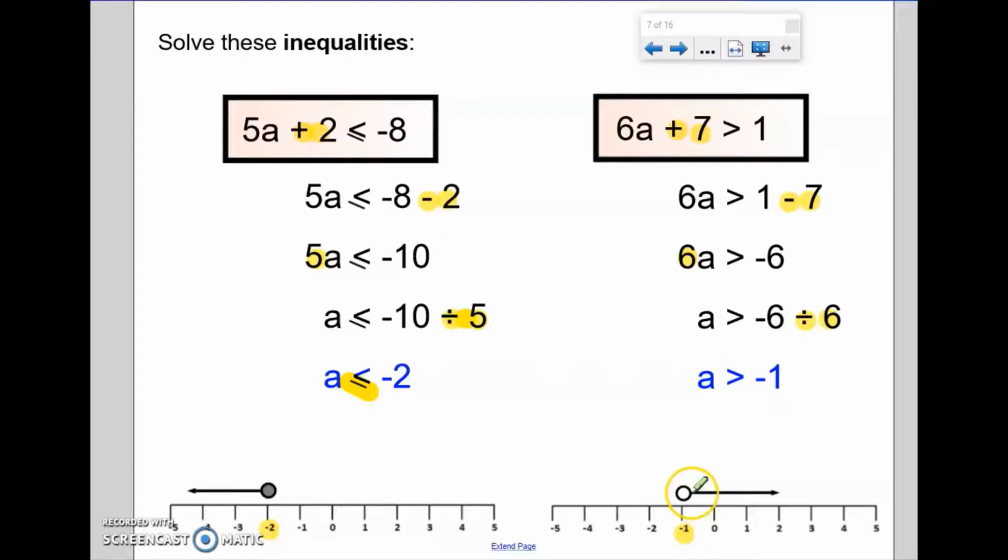And the arrow is pointed in the opposite direction because I want numbers that are bigger than -1, greater than -1. So a is greater than -1 is shown by this arrow on the number line. Any number in this direction would satisfy this inequality. And remember, these numbers would go on for infinity. So there is lots of integers and numbers that would satisfy this inequality.